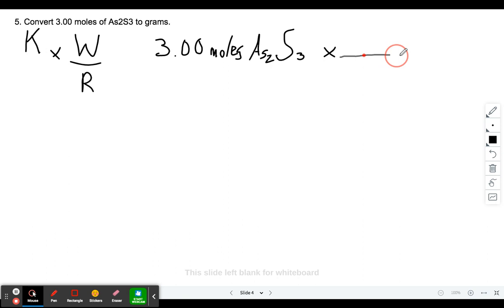What does the question want me to find? And what do I got to get rid of? Well, it says convert 3 moles of As2S3 to grams. So I need to find the grams. That's my want. And my rid is whatever I started with. And I started with moles. So moles has got to go on the bottom. Okay, so my answer will be in grams.